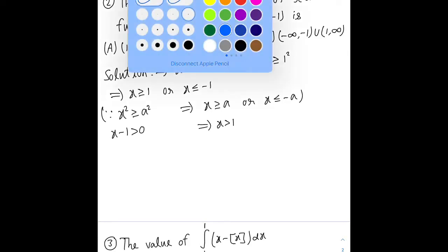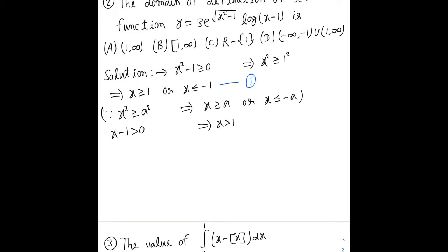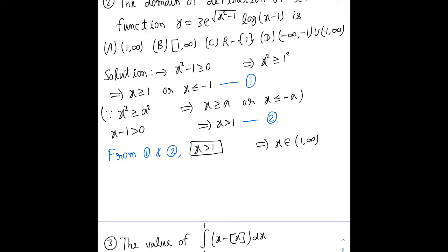Now you have to combine both the cases. This is case number 1, this is case number 2. So when you combine both cases, you will get x greater than 1. Okay, so x greater than 1 means x belongs to the open interval 1 comma infinity. So it would be option number A.